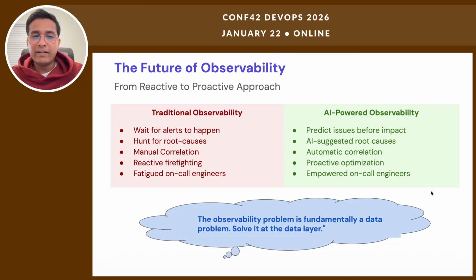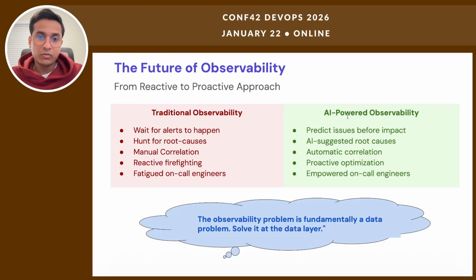So what's the future of observability? What we are seeing today is that observability is shifting massively from error prone, fatigued, reactive to a more optimized proactive approach. So in traditional observability, we wait for alerts to happen, hunt for root causes, and do manual correlations. We do reactive firefighting and have fatigued on-call engineers. On-call usually becomes a nightmare.